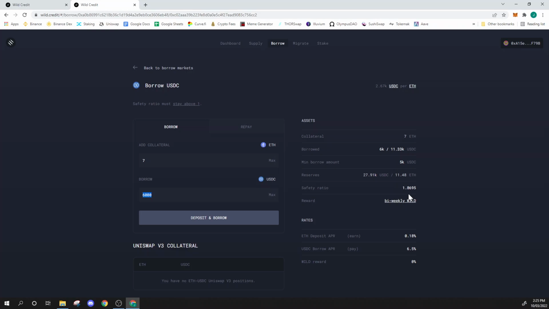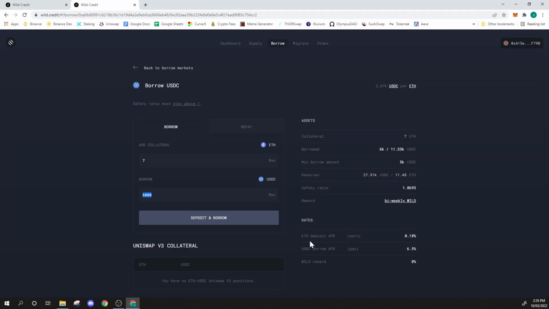And typically when I'm dealing with volatile assets as opposed to stable coins, like in this example with Ethereum being the volatile asset, I like to keep a safety ratio which is obviously a lot higher than 1 to account for the volatility and potential for that safety ratio to fluctuate. So that 1.8 gives me enough sort of buffer based on how I think about the volatility of the Ethereum asset.